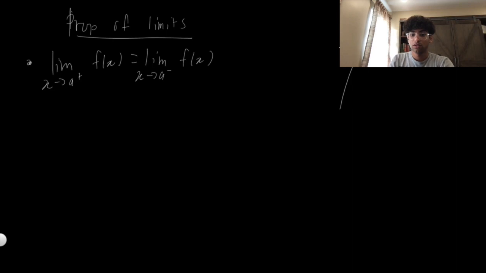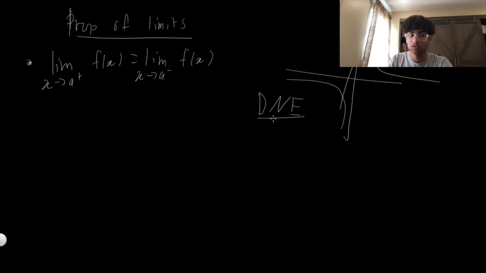So that graph, let me redraw this. It's a terrible graph, but you see what I'm trying to get at here. The limit from the left side is not equal to the limit from the right side. So in this case, we could say that the limit does not exist. DNE stands for does not exist. Okay?